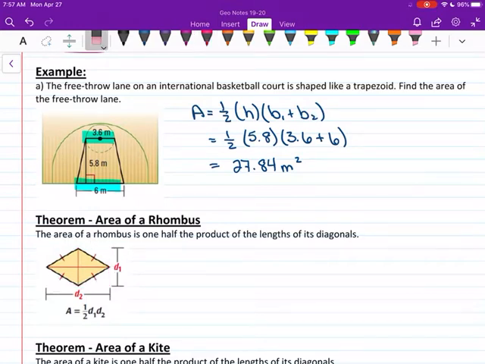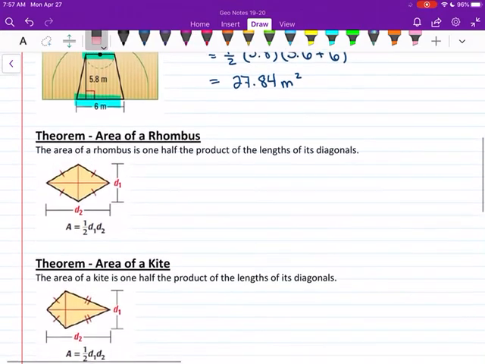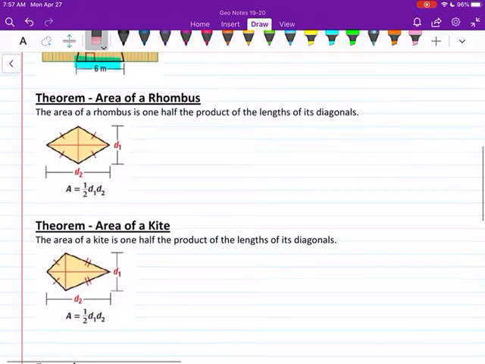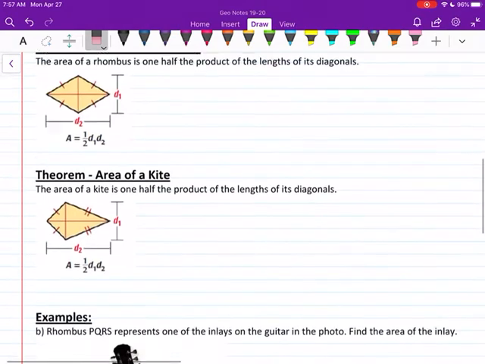Okay, so let's talk about the area of a kite. The area of a kite is very similar. The area of a kite is 1/2 the product of the lengths of its diagonals. So the area of a rhombus and the area of a kite are the same because we just have 4 triangles and they fill up that rectangle differently, but they're both half of the area of a rectangle that goes around the vertices. Okay, let's do some examples.